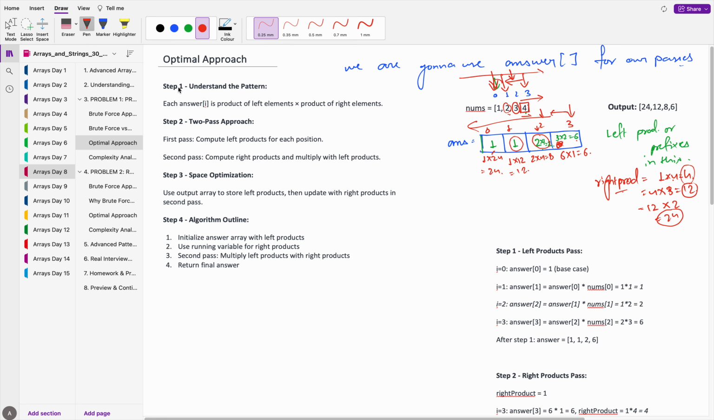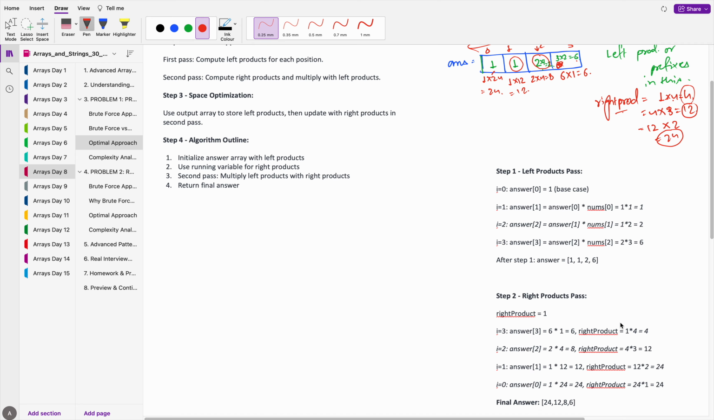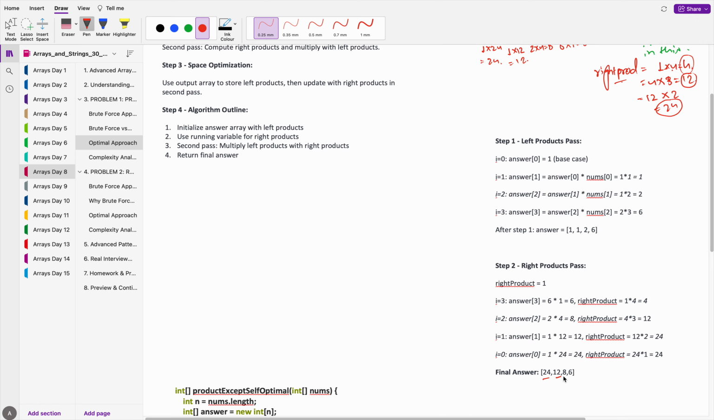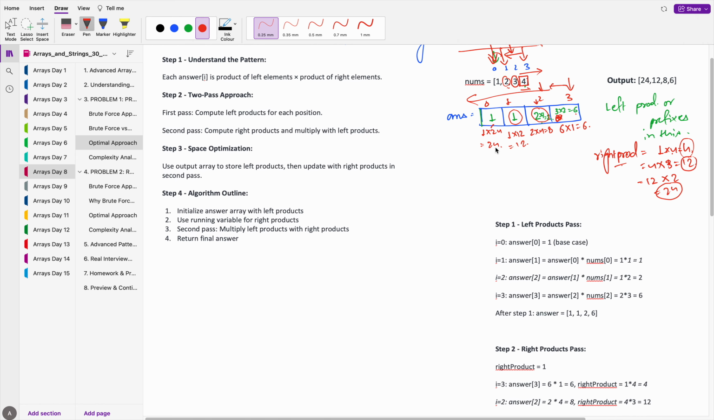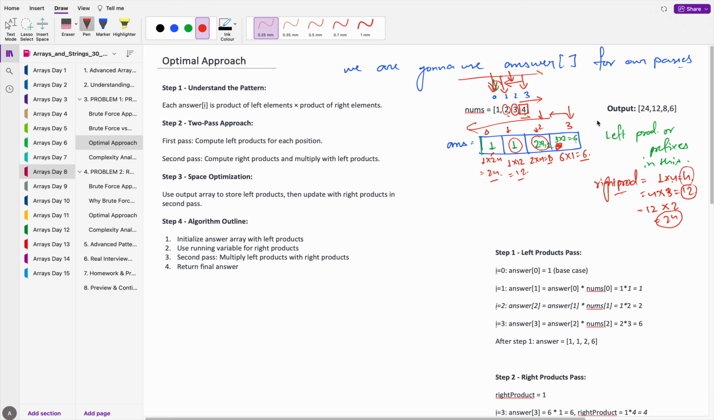So is it the answer or not? Let's check. आंसर क्या आ रहा है? I have shown here as well. यहाँ पे भी है. Answer is 24, 12, 8 and 6. Same answer. Yes or no? Now it's quite intuitive, है ना? Maths ने इसको कितना simple कर दिया है. Applying the mathematics for the pattern, it has become quite easy now.